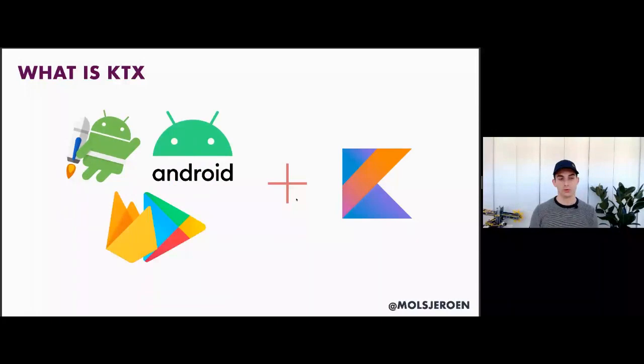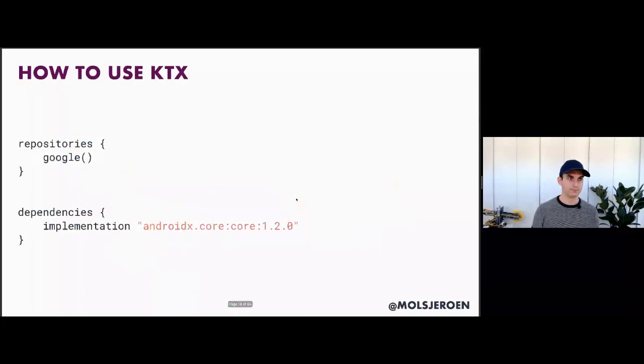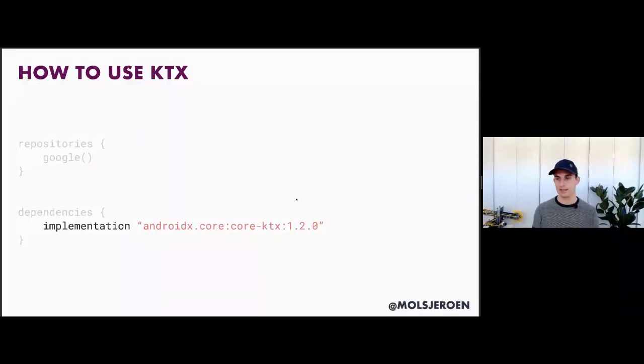And then it also exists for even some Firebase or Plaid core libraries. So how do you use KTX? Well, you need to make sure you depend on the Google repository. And then instead of using the normal artifact, you can just add a suffix to it. So instead of using core, you use core KTX, and that's it. Then you get the KTX artifact.